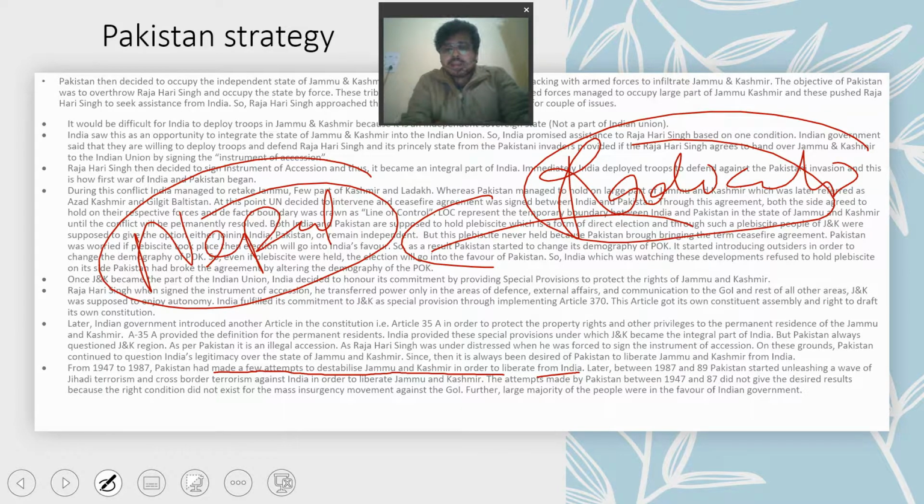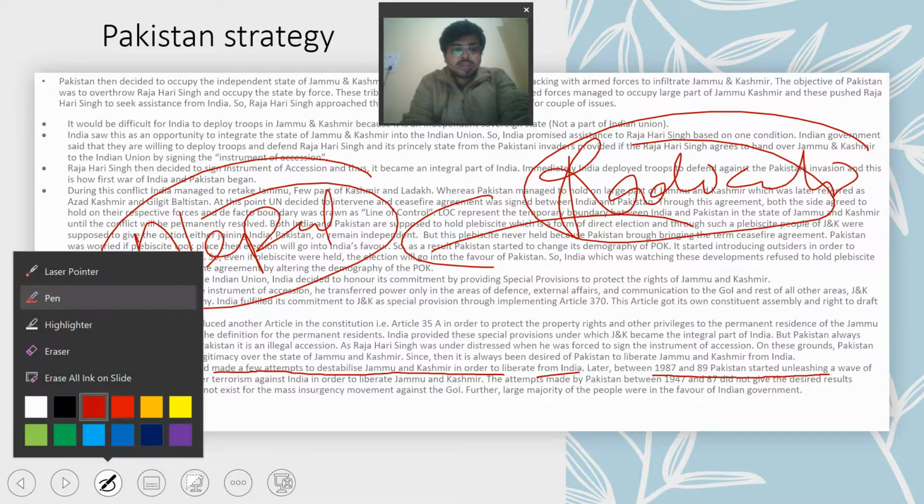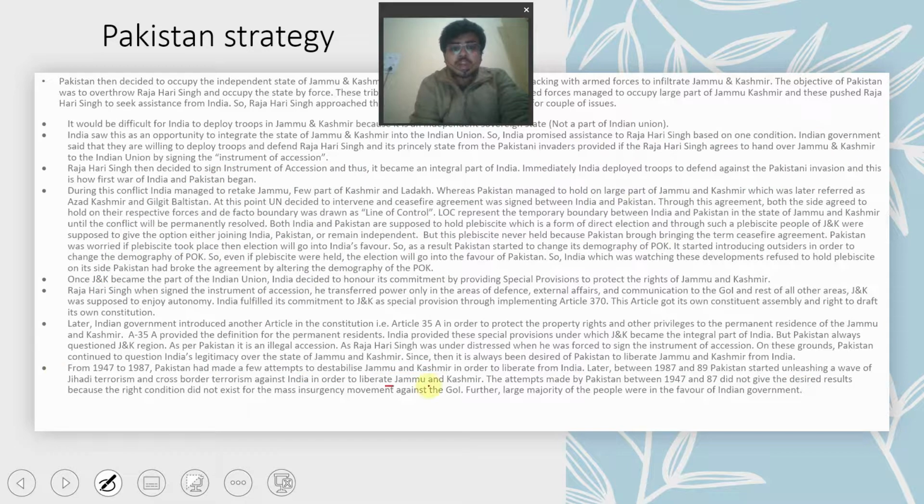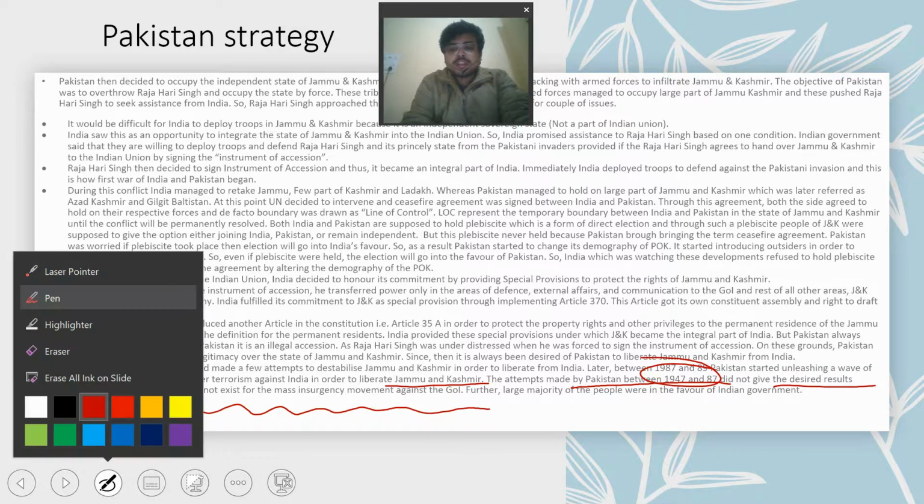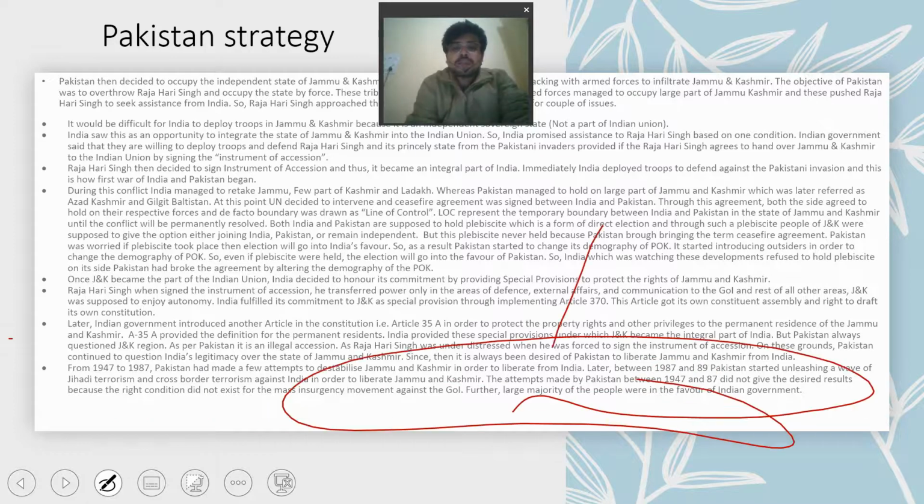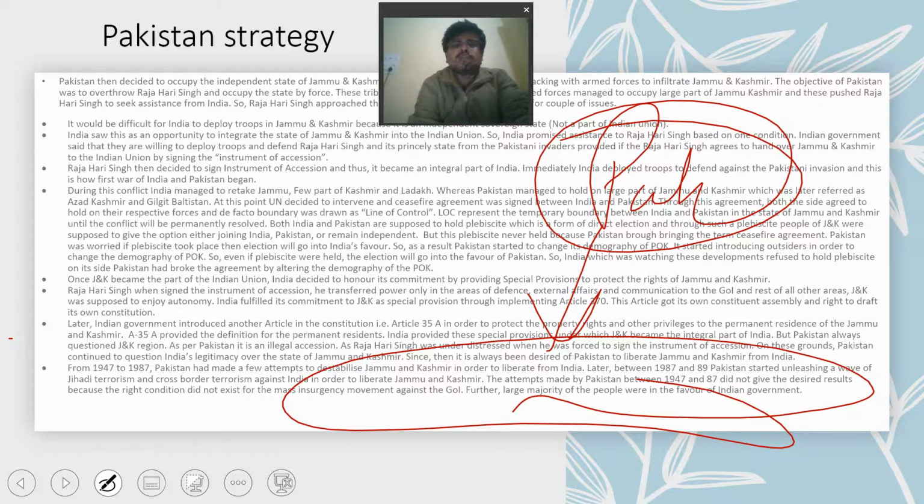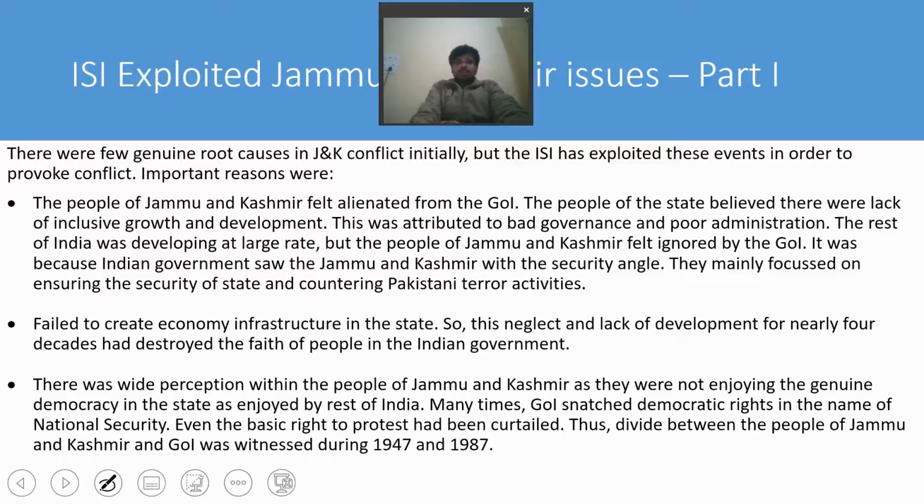So later, between 1987 and 1989, Pakistan started unleashing a wave of jihadi terrorism and cross-border terrorism against India in order to liberate Jammu and Kashmir. The attempts made by Pakistan between 1947 and 1987 did not give the desired result because the right conditions did not exist for a mass insurgency movement against the government of India. Further, the large majority of the people were in favor of the Indian government only. Thus, Pakistan failed in such action because most of the people were in favor of India.